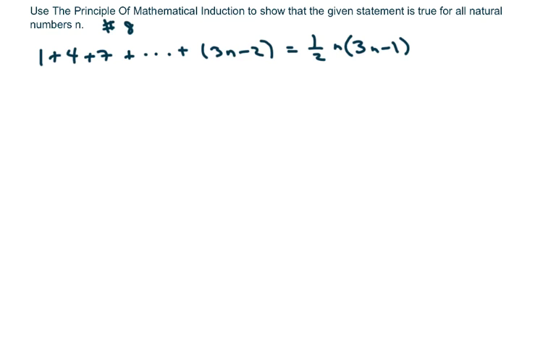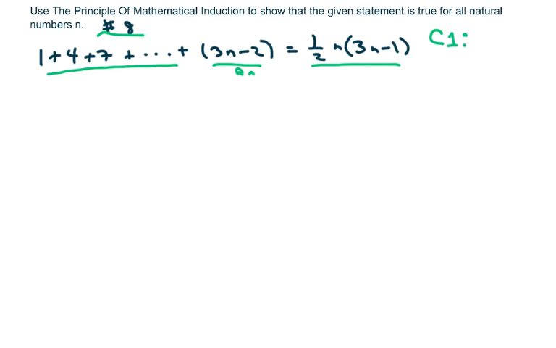Hi everyone, we're going to use the principle of mathematical induction to show that the given statement is true for all natural numbers n. This is our sequence here, along with the sum. The nth term is here, and this is the sum. So we have to show that condition 1 and condition 2 hold. Hopefully you watched the easier problems, 1 through 7, because I tend to go faster and faster.